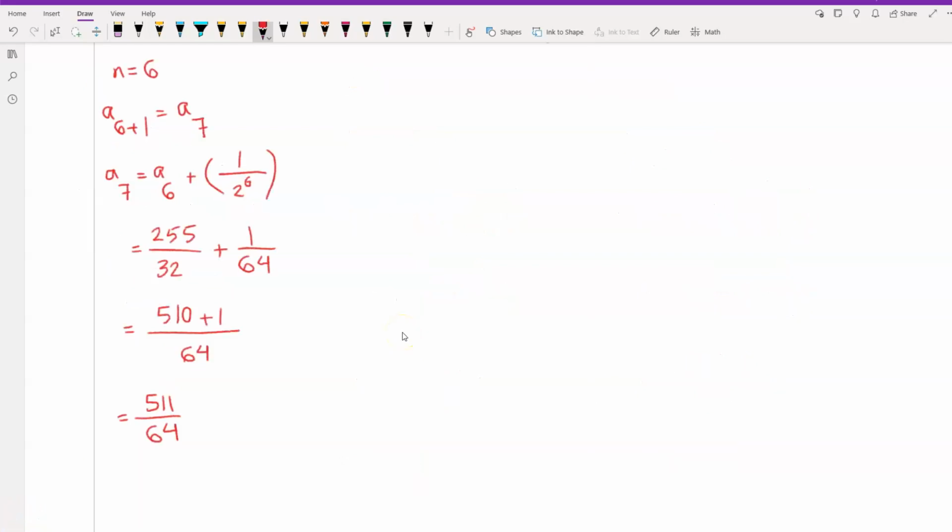Now here on this part we have a sub 7, that is equal to a sub 6 plus 1 over 2, the power is 6. This is equal to a sub 6, which is 255 over 32, plus 1 over 2 to the 6th power, that is equal to 64. Now simplify. So here the denominator we have 64. Multiply this 1 by 2. We have 2 times 255. Then add 1. So the final answer is 511 divided by 64.